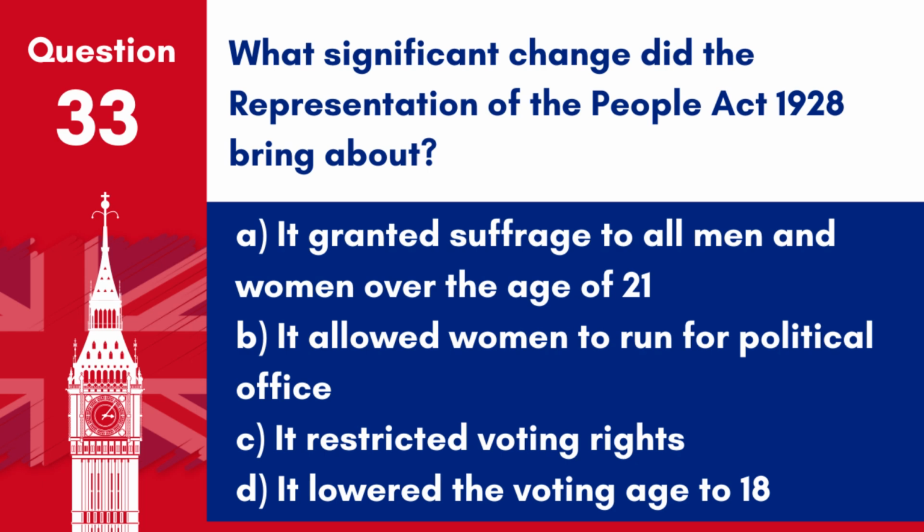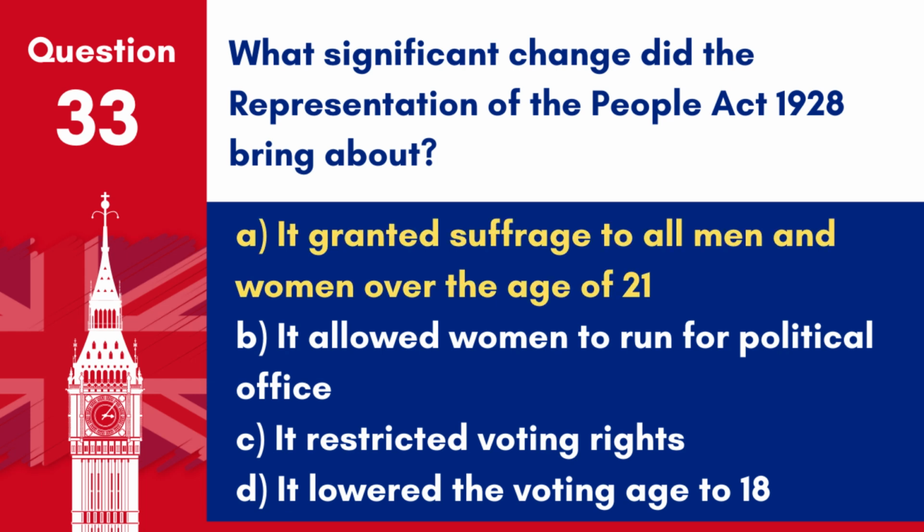Question 33. What significant change did the Representation of the People Act 1928 bring about? A. It granted suffrage to all men and women over the age of 21. B. It allowed women to run for political office. C. It restricted voting rights. D. It lowered the voting age to 18.